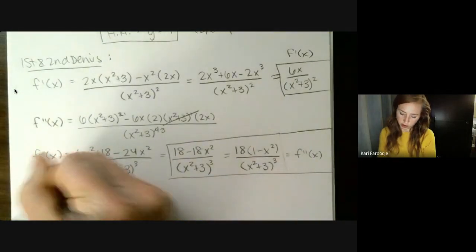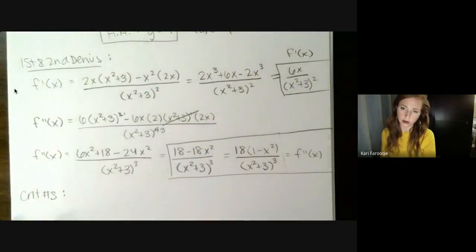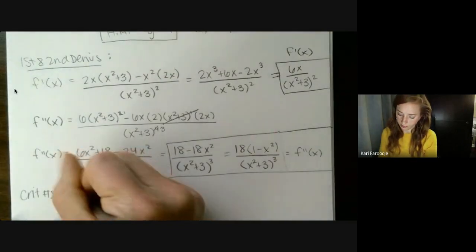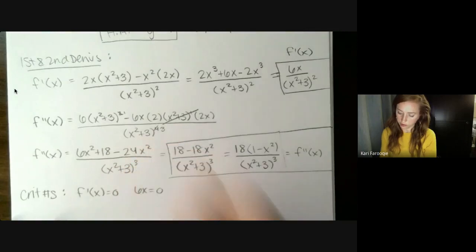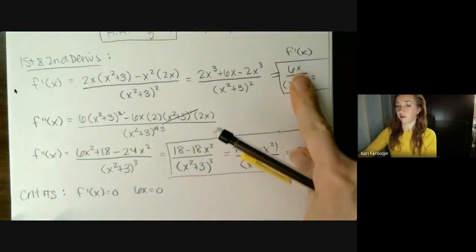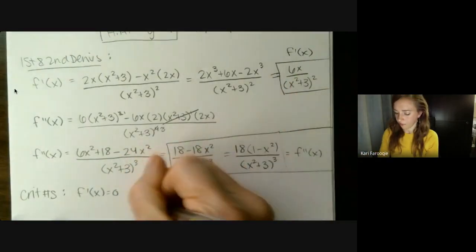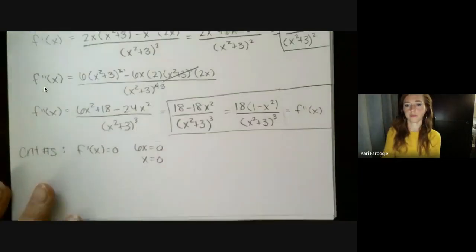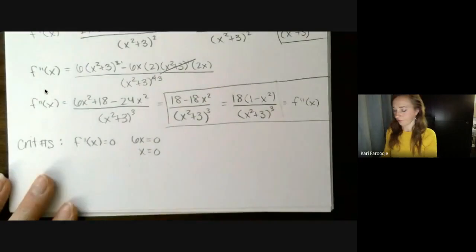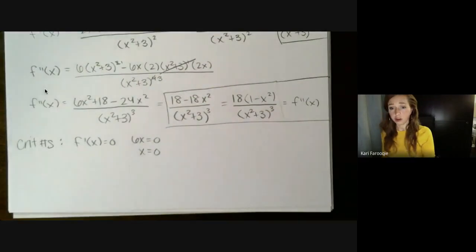So critical numbers are going to come from the first derivative. f prime of x equals 0 when I have the numerator equal to 0, which is 6x equals 0. And that happens when x equals 0. And again, double check that it's in your domain, but in this case, our domain's all real numbers, so we don't have to worry about it, but just make sure you're looking at that.